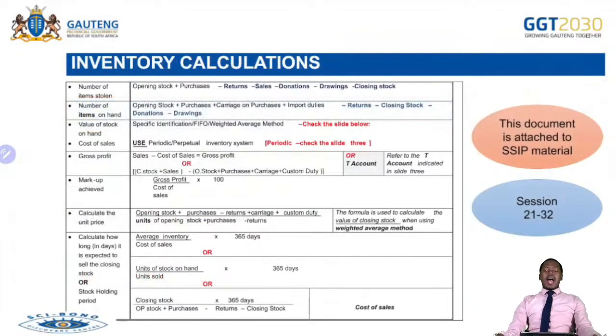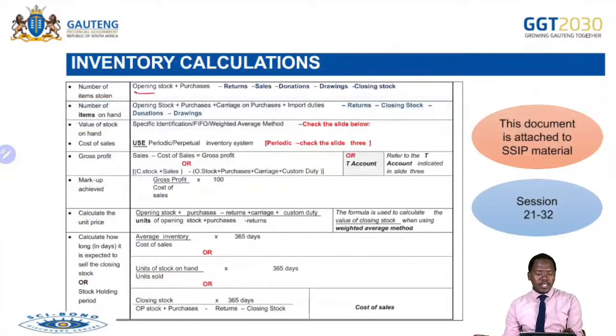Moving on now. How do we do calculations of inventory? This is the most important document, grade 12. If I want to calculate closing stock, a number of stocks, items stolen, we are starting there. Items missing, items stolen. What is my formula, grade 12, that I need to look at?